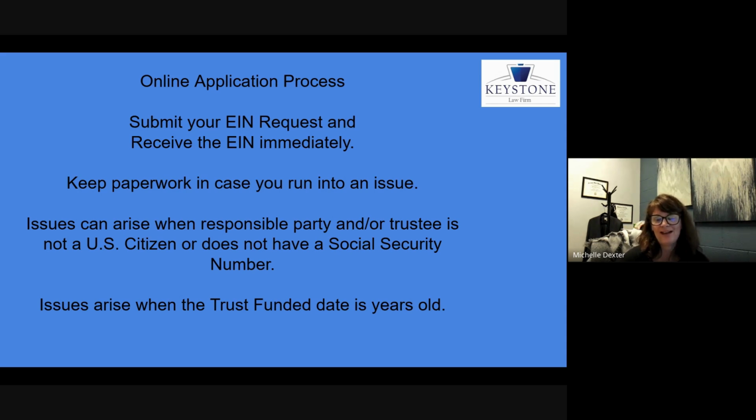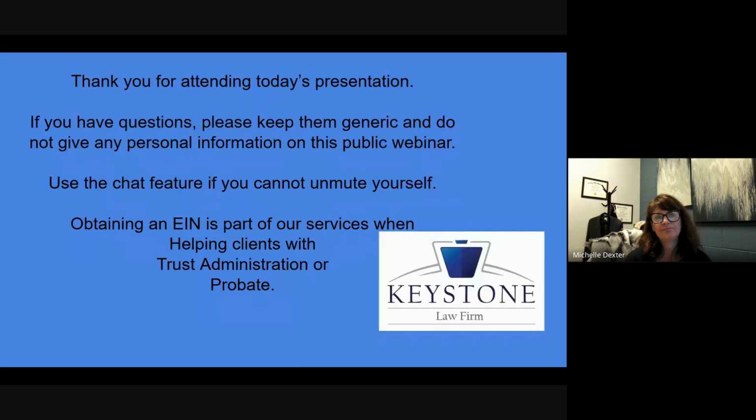And then finally, know that issues arise when the trust funded date is years old. I don't have an exact number of how many years we've run into problems with some of that in the past, but I know that you want to use the date of death of that second person as the trust funded date, because technically that is when it converted from a revocable trust to an irrevocable trust. And so it's really important that we're using the correct date on that, which is the date of that last trust maker to die. That is really a key part to being successful in this application process.